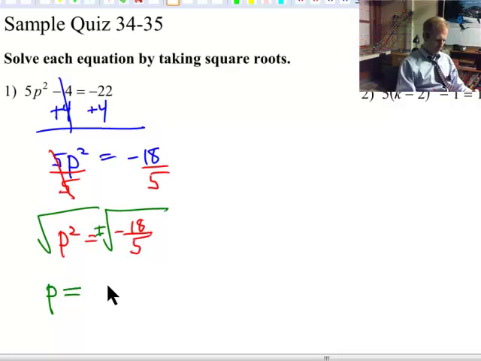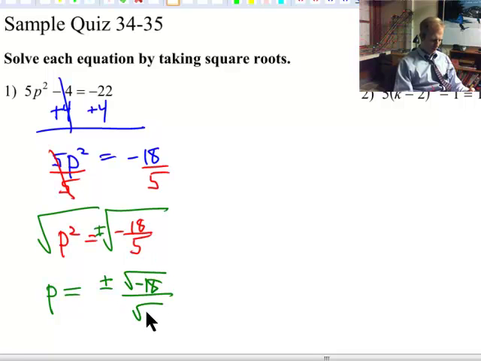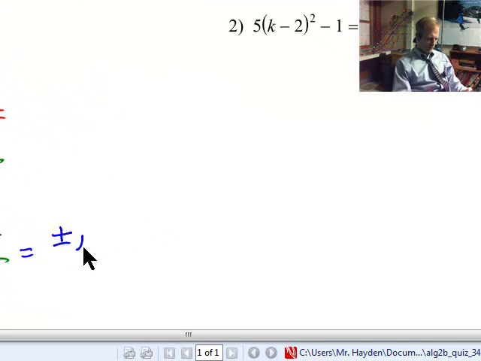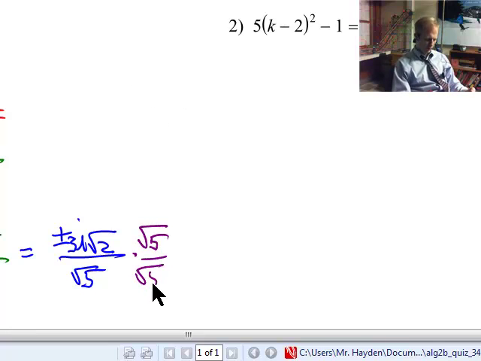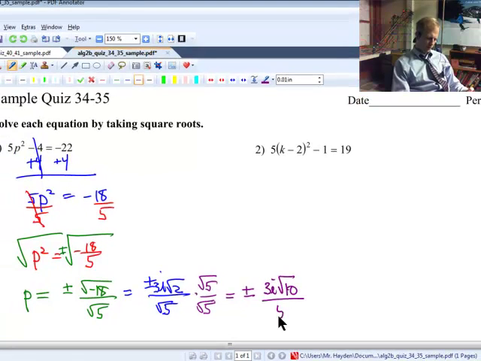So when I do that, I get p equals, let's see, plus or minus square root negative 18 over square root of 5. Well, 18 is 3 radical 2, and it's negative, so I have plus or minus 3i radical 2 all over radical 5. And then lastly, I need to rationalize the denominator by multiplying by the square root of 5 over the square root of 5. So my final answer is plus minus 3i root 10 over 5.